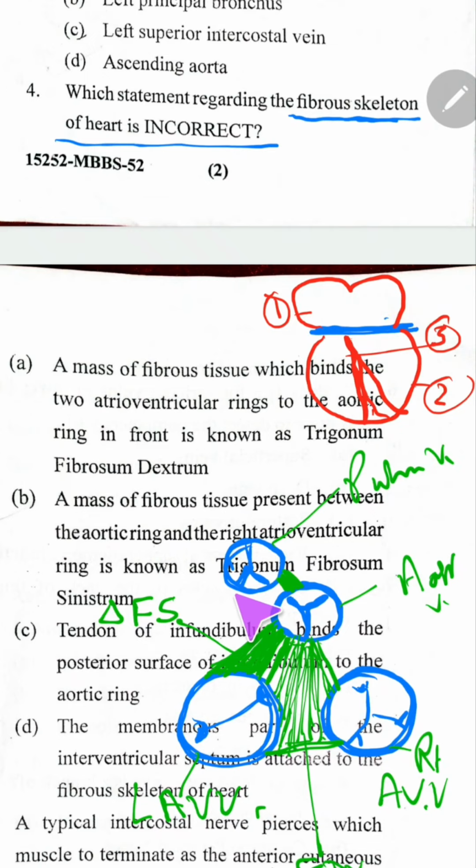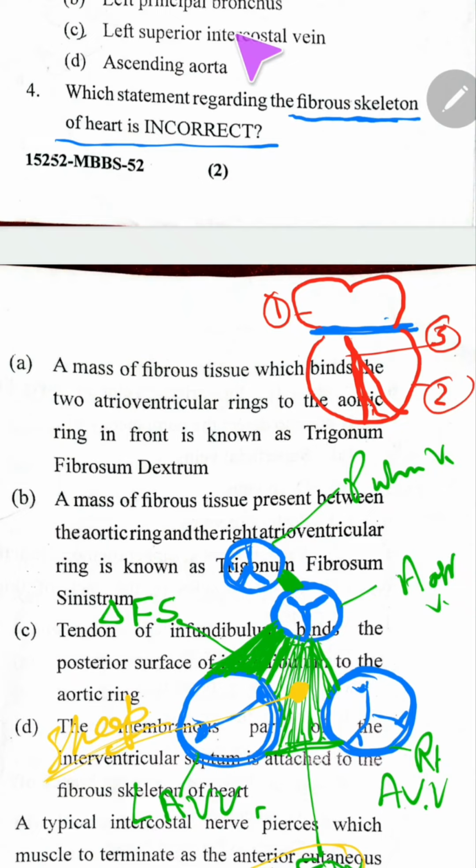Got it now? So the diagram you're seeing is that of the skeleton of the heart. And one more interesting thing for your knowledge: in some mammals you find even a bone that develops in this trigonum fibrosum dextrum. Like in the case of sheep, you have a bone here called os cordis. So that was about the skeleton of the heart. I think you've understood it.